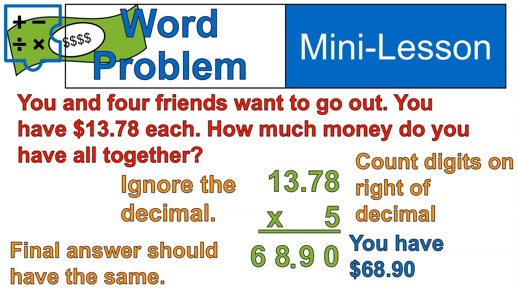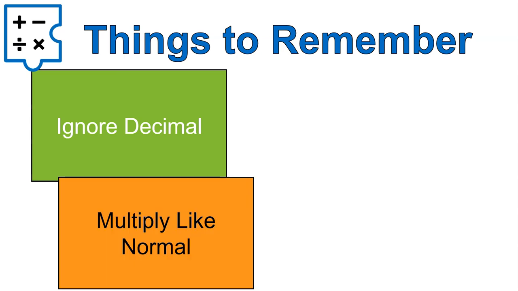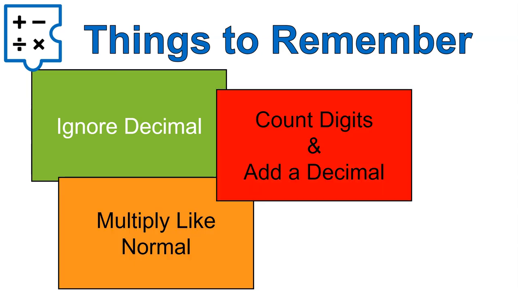And that's it. A couple things to remember. You ignore the decimal or pretend it doesn't exist, multiply like normal, and then count those digits and put the decimal back in at the end. I hope that lesson was helpful for you.